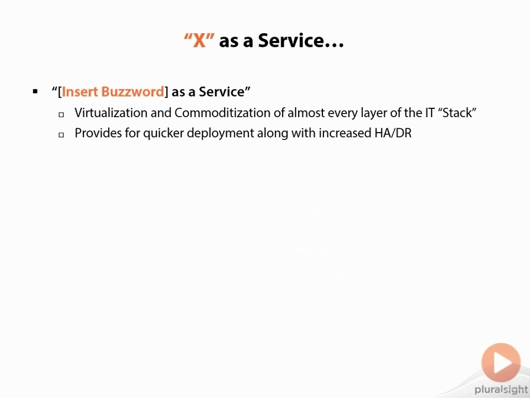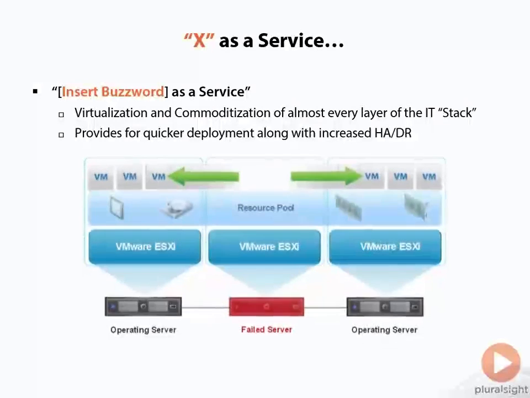So what we're doing is virtualizing and basically commoditizing almost every layer of the IT stack, right? And we're providing quicker deployment and increased HA or DR. HA is high availability, DR meaning disaster recovery. So we have the ability to spin up a number of servers. We talked about the VMware example previously, where we have a couple ESX clusters. Here we have three different stacks, three different ESX clusters, and a failed server in one.